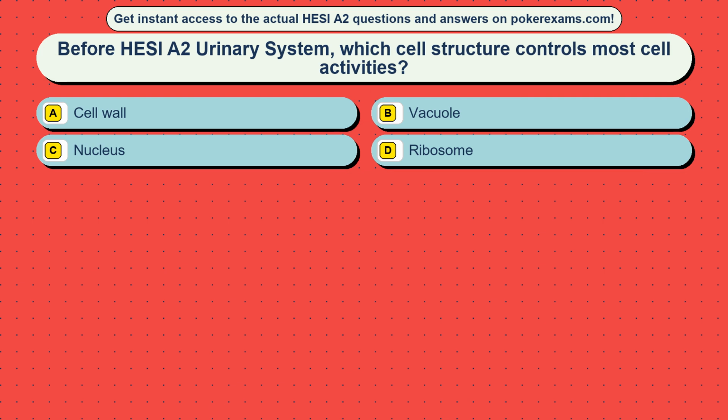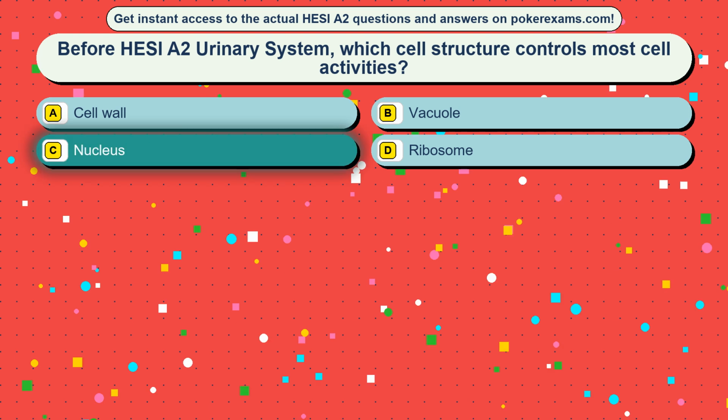Question 15. Before HESI A2 urinary system, which cell structure controls most cell activities? Option A, cell wall. Option B, vacuole. Option C, nucleus. Option D, ribosome. The correct answer is option C, nucleus.